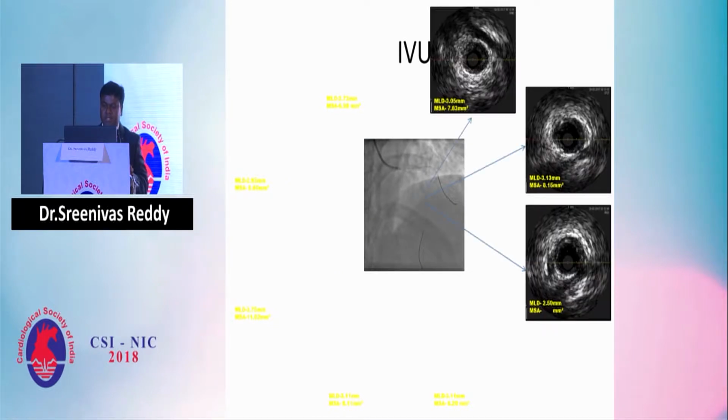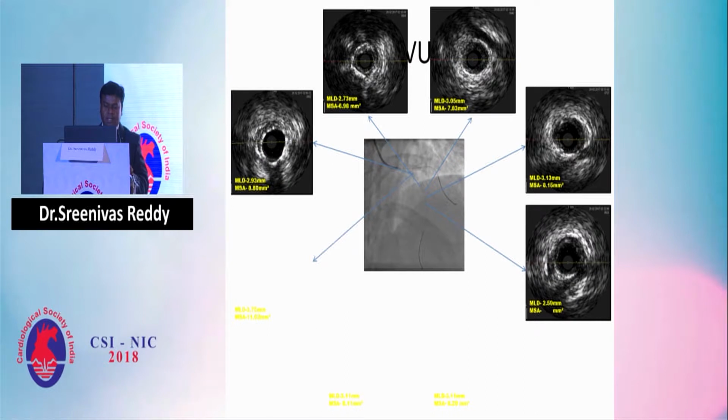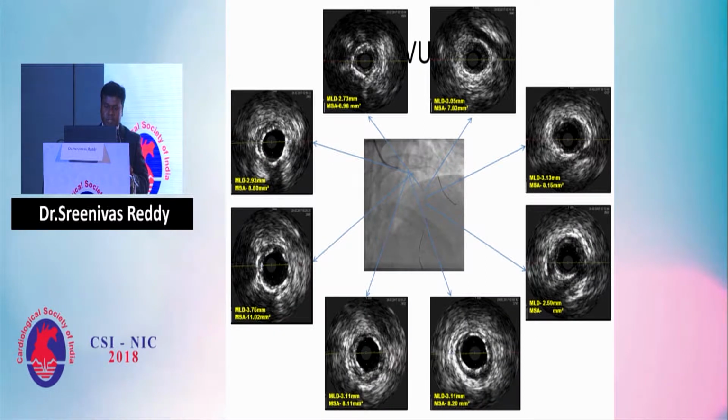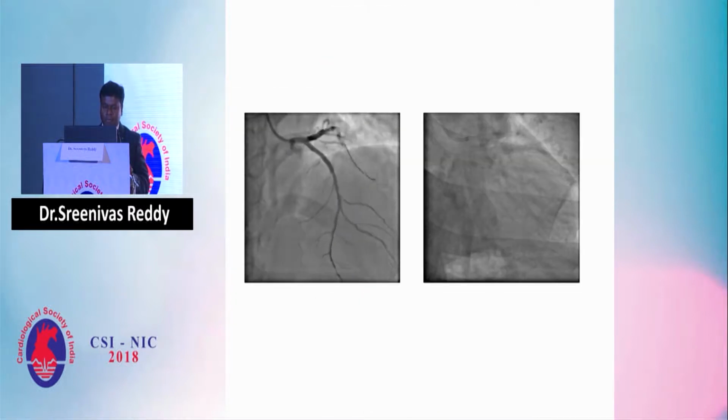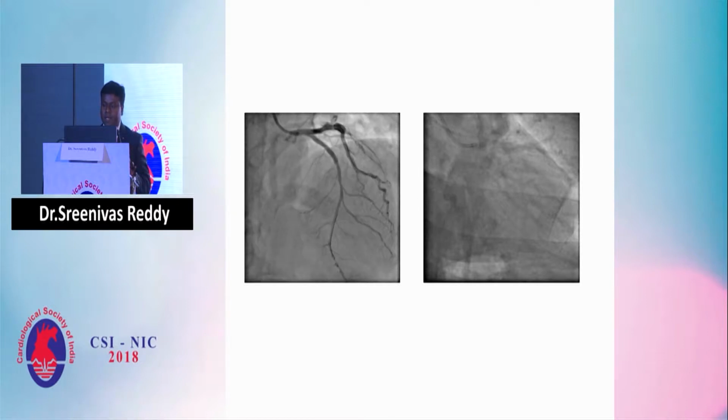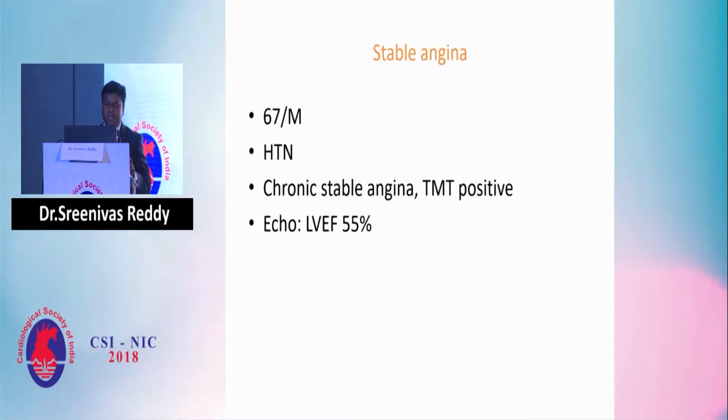So this patient underwent a PCI, and this is the post PCI, where these are the stent walls, well apposed. That's the angiogram of this patient. This is a simple patient, where you're looking at the plaque characteristics and morphology. Another patient is a case of stable angina, who is hypertensive, TMT positive, with a normal ejection fraction.